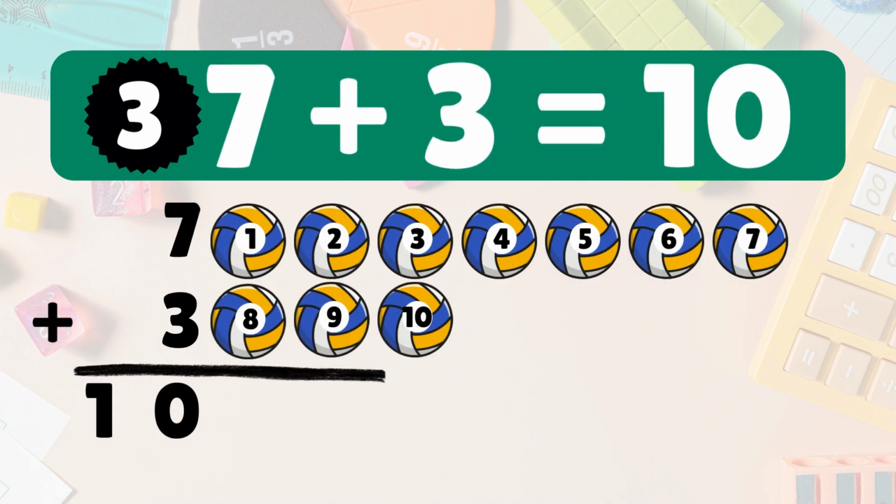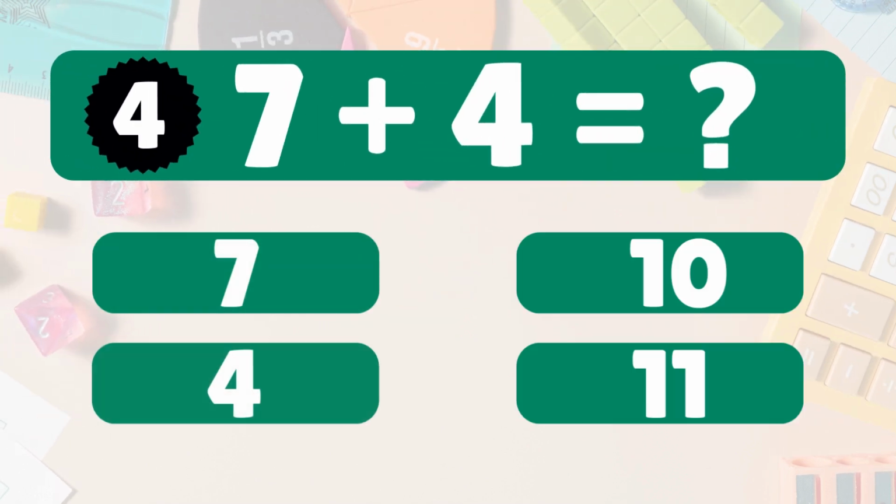What? 7 plus 3 equals 10. Let's count. 1, 2, 3, 4, 5, 6, 7, 8, 9, 10. 7 plus 3 equals 10. High five. Next, 7 plus 4 equals?